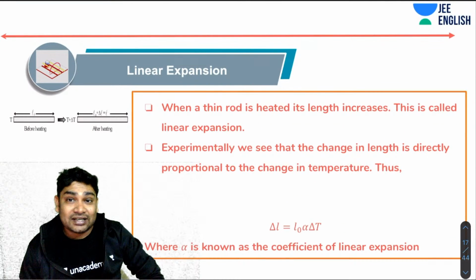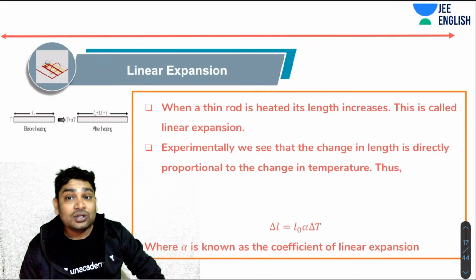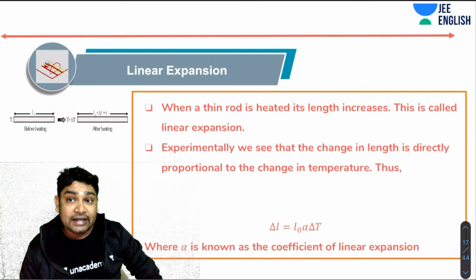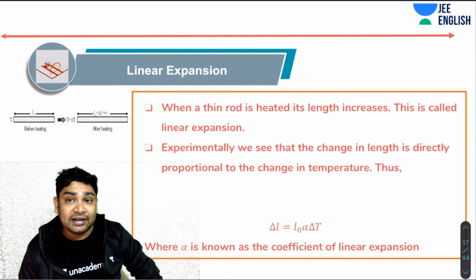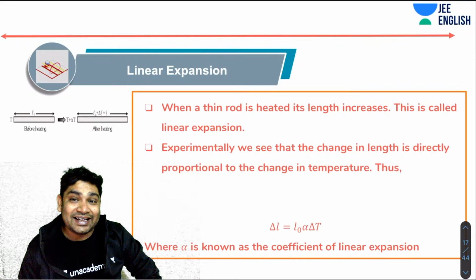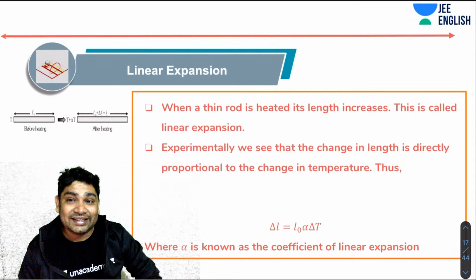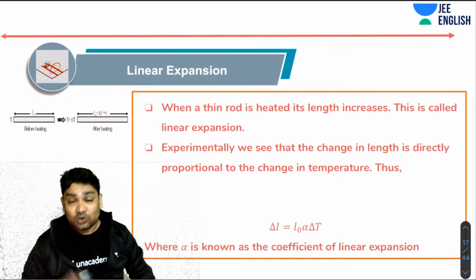So as far as solids are concerned, let's talk about linear expansion. So when a thin rod is heated, its length increases, and this is called linear expansion. So this is called 1D expansion. Now experimentally, we will see that the change in length is directly proportional to the change in temperature. Okay, so why is that?